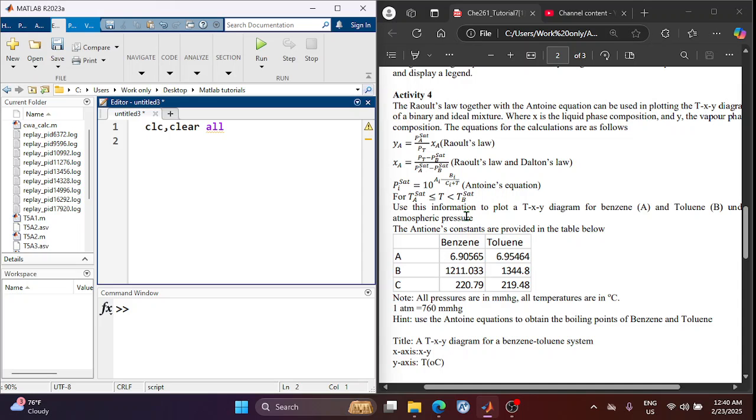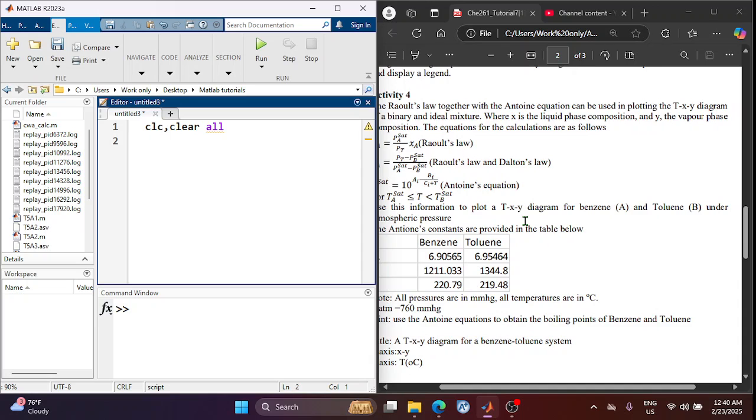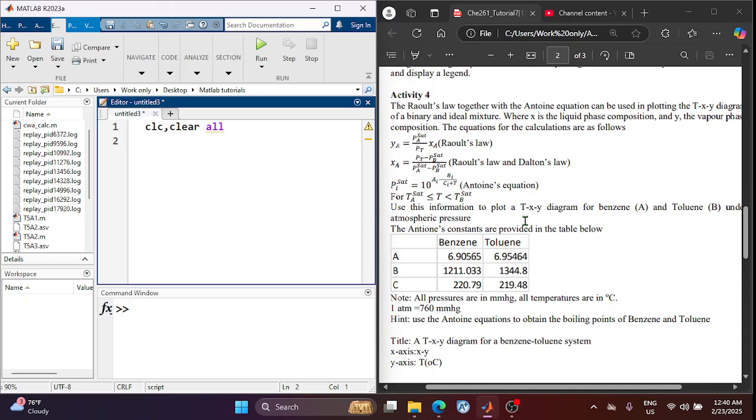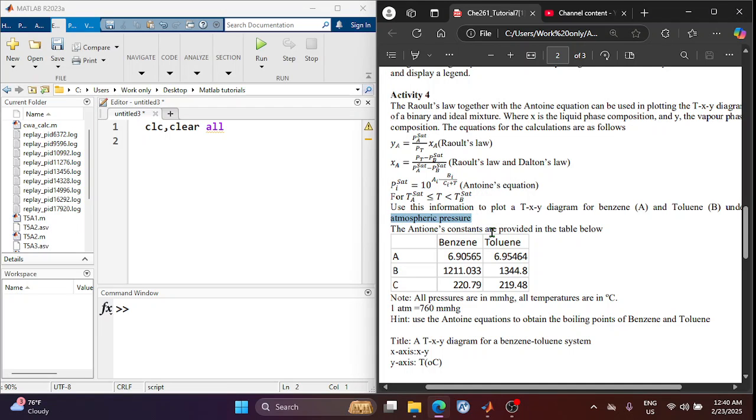The question is that use this information to plot a TXY diagram for benzene, that's A, and toluene, B, under atmospheric pressure. So it means you are doing this at a pressure of 1 atm, right? And then the question goes on to give us the Antoine constants and says that all pressures are in millimeter mercury. So all the pressures calculated are going to be in millimeter mercury. And if you're at atmospheric pressure, then it means you are going to be at 1 atm, which the question tells us is 760 millimeter mercury. So the pressure for our system is 760 millimeter mercury.